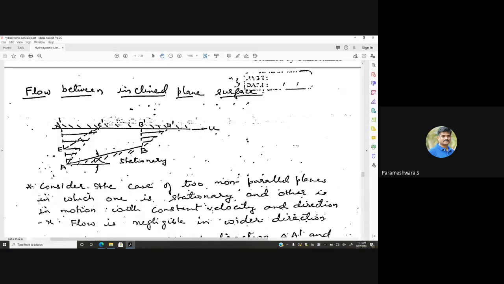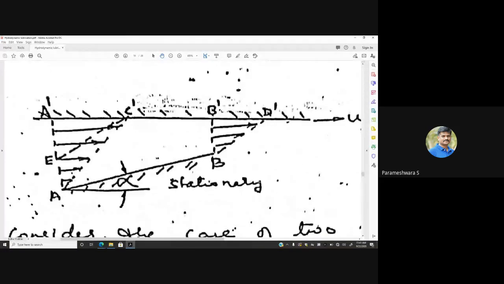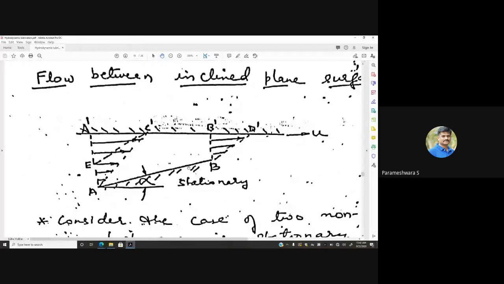This is a flow between inclined surfaces where the below surface is inclined with some angle alpha, and the above surface is purely parallel to the horizontal reference line, and moving with velocity u, and the below one is stationary. In the case of non-parallel plane surfaces, where one is stationary and the other is in motion with constant velocity, the flow in the other direction is negligible.